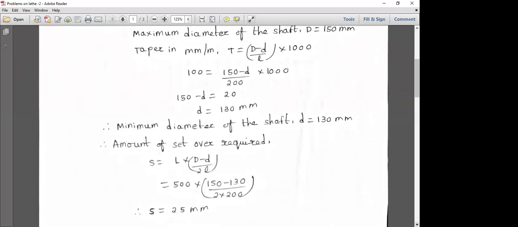Capital S is equal to capital L into D minus d by 2L, which here comes to 25 mm. People may commit mistakes if they take it as D minus d by only L, that is taper into 1000, which is only the taper in mm. People tend to forget that numerical 2 here. So L into D minus d by 2L, that is very important. The amount of set over required is given by S.